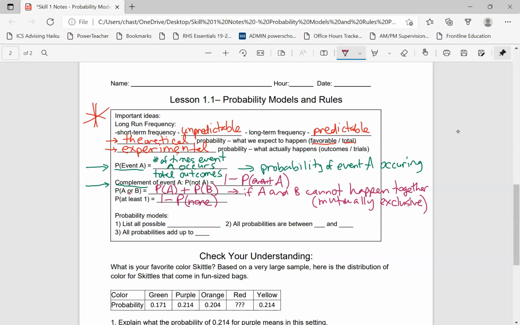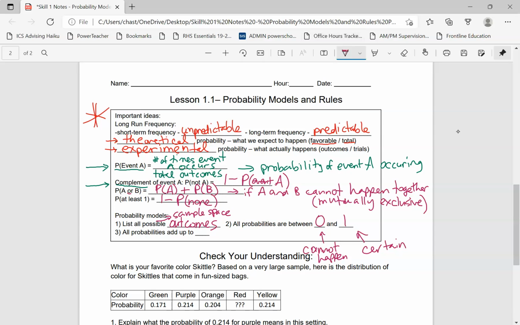All right, so for probability models, the way that we're going to do probability models is first we're going to list all the possible outcomes. Again, that's what we call the sample space. Note that all probabilities are between 0 and 1, where 0 probability is it cannot happen, so that would be impossible, and a probability of 1 is certain to happen. And every other probability is going to fall somewhere in between those extremes.